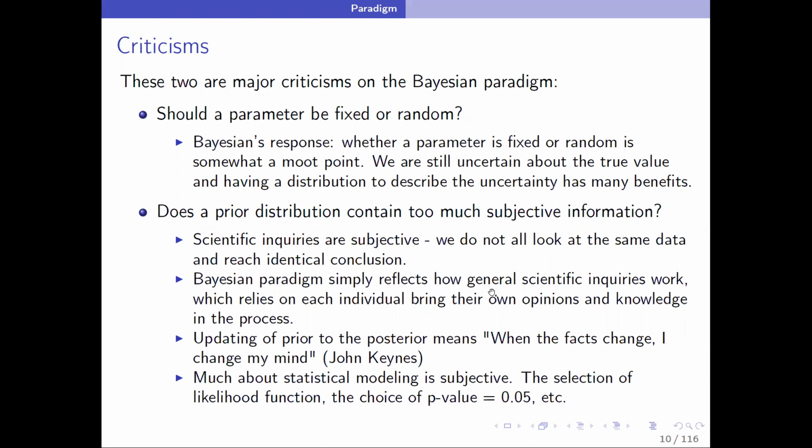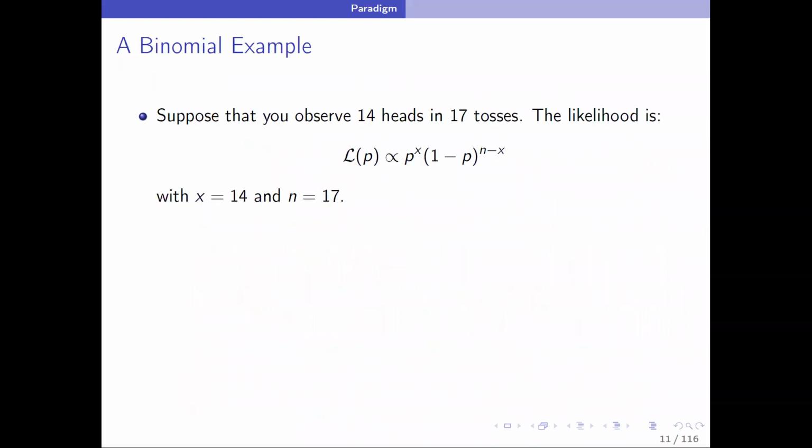Okay, I'm just watching my time. I'm trying to do 20 minutes for the Bayesian and 20 minutes for the software. I think I'm doing all right. So I'm just doing a simple example to illustrate it. Suppose that in the collection of the data, you see 14 heads in 17 tosses.